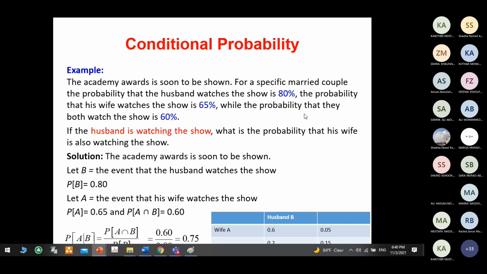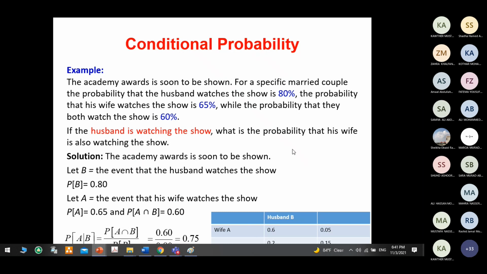So if we know that the probability that the husband watched the show is 80%, and the probability that his wife watched the show is 65%, and the probability that both watch the show is 60%. It means there is a show, whatever it is, not any particular show, the probability that the husband will watch is 80%. The wife will watch is 65%. And if they sit together to watch, it is 60%. Okay?